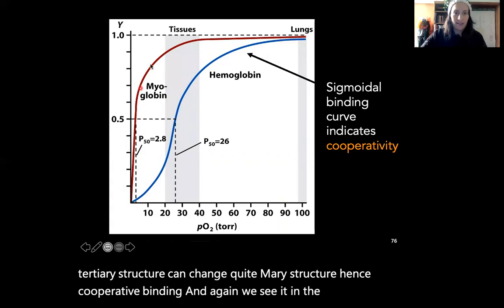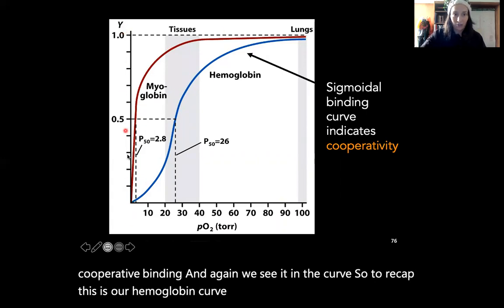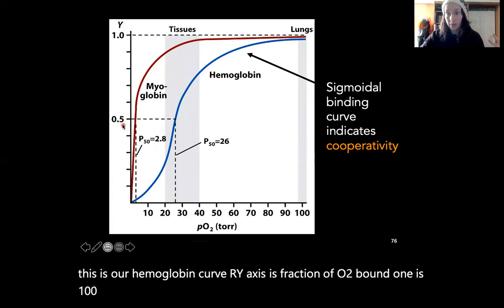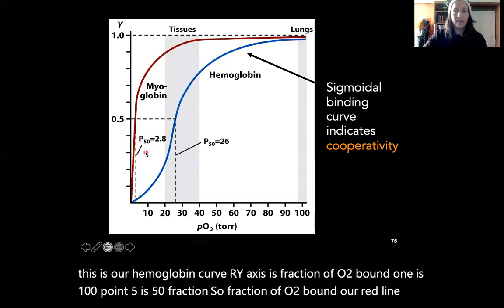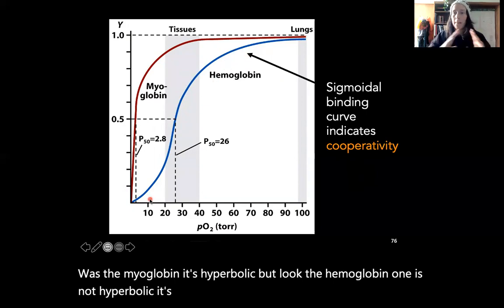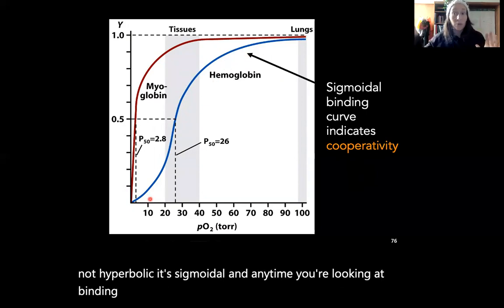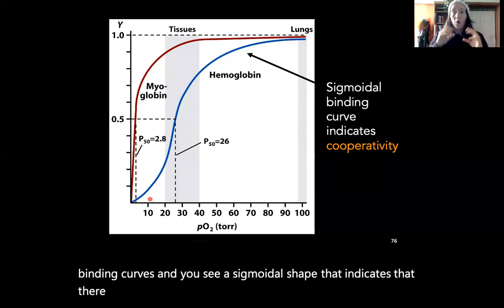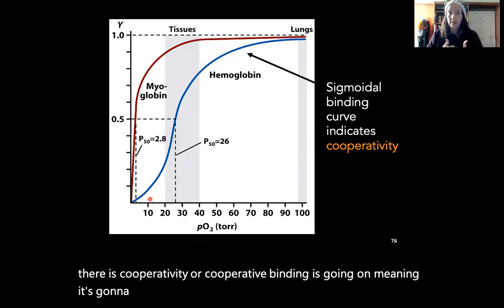So to recap, this is our hemoglobin curve. Our y-axis is fraction of O2 bound. 1 is 100%, 0.5 is 50%. It's a fraction, so fraction of O2 bound. Our red line here was the myoglobin. It's hyperbolic. But look, the hemoglobin one is not hyperbolic. It's sigmoidal. And anytime you're looking at binding curves and you see a sigmoidal shape, that indicates that there is cooperativity or cooperative binding going on, meaning it's going to have multiple subunits, right?